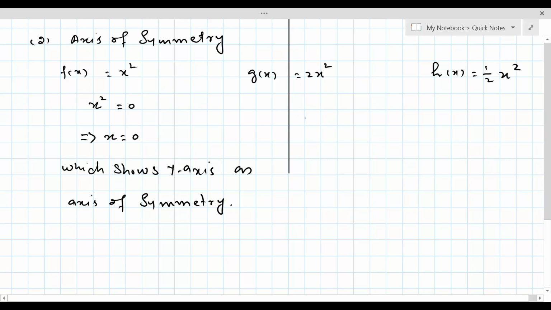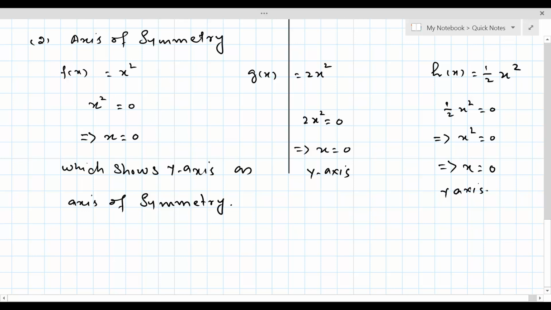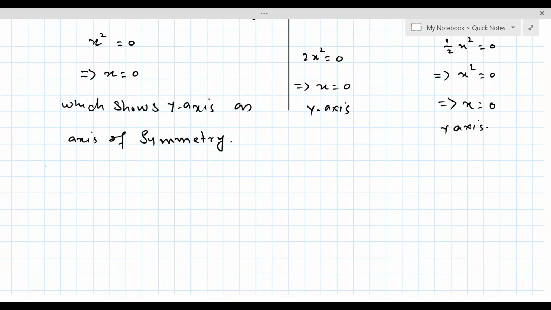So same thing here, 2x square equal to 0 implies x equal to 0, which is the y-axis again. So no change. Again here 1 by 2x square equal to 0 implies x square equal to 0, means x equal to 0, and this means the y-axis. So in all three cases, the axes of symmetry are still going to be the same, so no change there. And the third element of the graph is, let's talk about the focus.